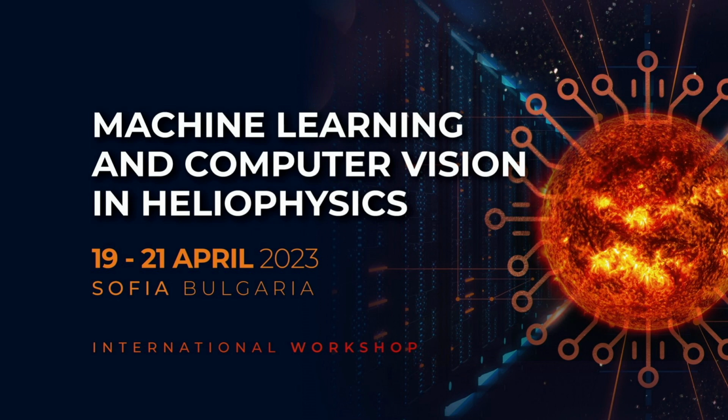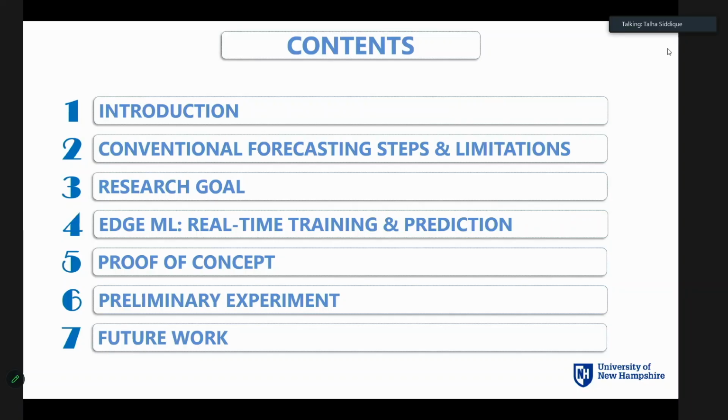So this is the content of my presentation. First, I'll start off with the background of what we're trying to do, our motivation behind our project, followed by the conventional forecasting steps and limitations that are generally in practice right now for predicting geomagnetic disturbances, followed by a research goal, and also this paradigm about edge machine learning, and then how we used edge machine learning as a proof of concept that we developed for our forecasting work, some preliminary experiments that we did, and last but not least, the future work.